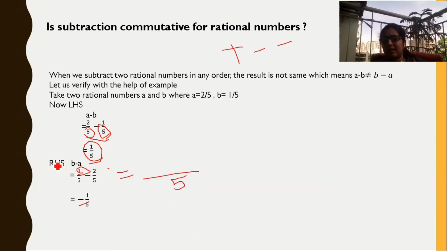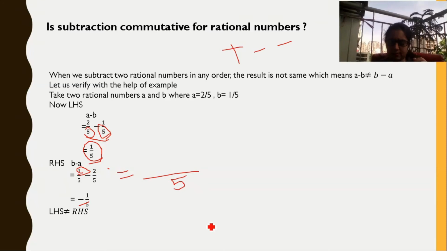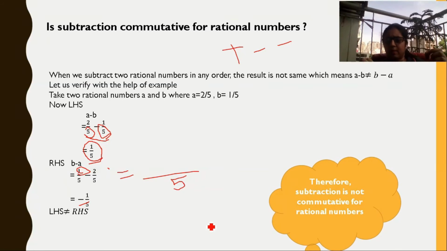Now the left hand side is not equal to the right hand side, because when we solved the left hand side, we got 1 upon 5, and when we solved the right hand side, we got minus 1 upon 5. So these numbers are not equal. So we cannot say that subtraction is commutative for rational numbers, because our left hand side is not equal to the right hand side. Which means when we subtract two rational numbers in any order, the result is not the same. But in addition, the result is the same. So addition is commutative for rational numbers, but subtraction is not commutative for rational numbers.